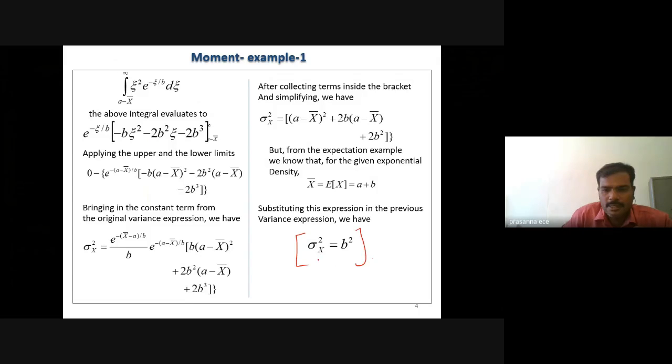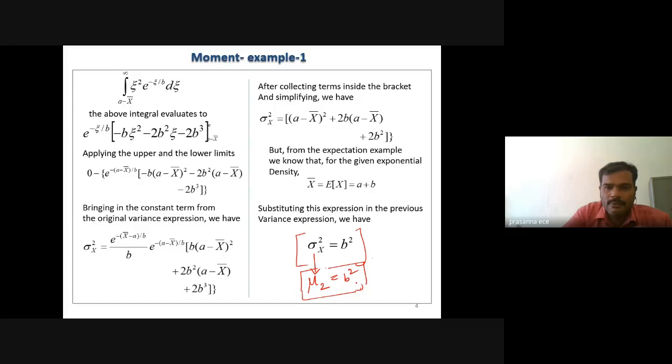Okay, so this is the result of the previous example. This is sigma x square, which can also be represented by mu2. Mu2 is the same as sigma x square, which is equal to b square. This was the answer to the previous example.